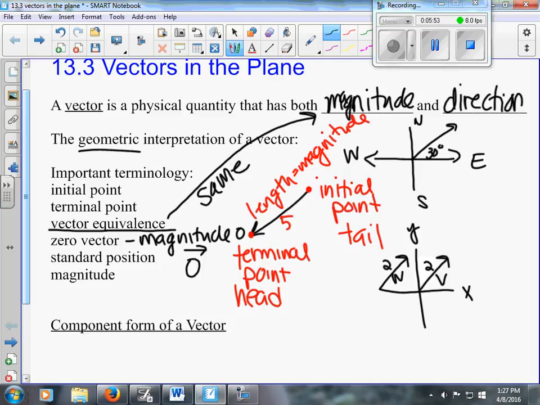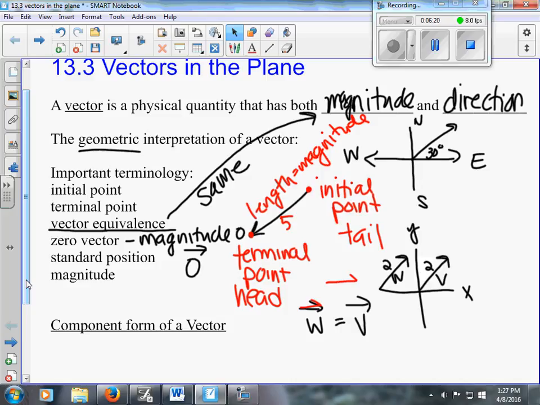Okay, and now standard position. Standard position is when the tail of your vector is at the coordinate point 0, 0. That's when you have a vector in standard position. So over here, in this example, vector V is in standard position, but vector W is not, even though V and W are the same vector, they're just not in standard position.